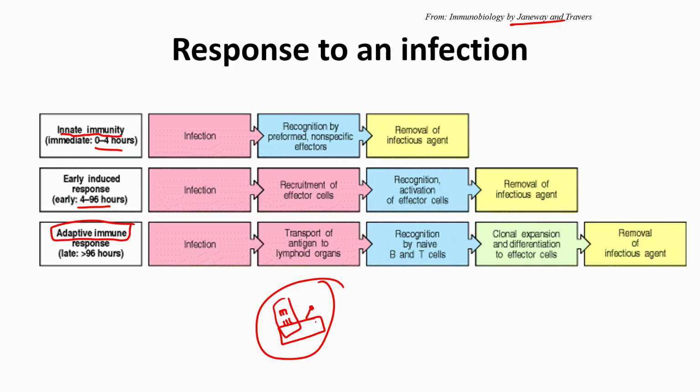So, what are the different responses? Of course, infection is common to all of these, and the innate immunity is going to be recognition by preformed non-specific effectors, as I just said. So, this is non-specific. Anywhere this finds it, whether it is bacteria, virus, one kind of bacteria or some other kind of bacteria, it is going to bind to it, and that is going to activate the immune response, and it is going to remove the infectious agent.